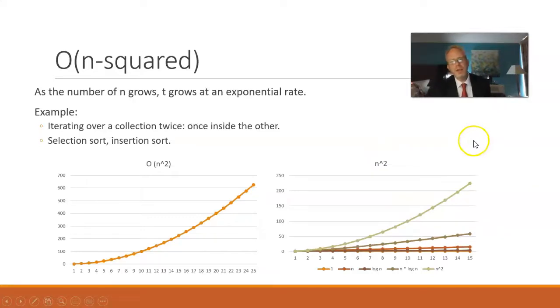Okay, O(n²). So this is truly exponential. And once again, the graph is a bit skewed, but you know what an exponential curve looks like. This is oftentimes what we'll see when we have a loop within a loop over the same collection. In other words, we have an outer loop that's shaking hands with each item in the collection, and then an inner loop that's shaking hands with each item in the collection. Oftentimes the same collection. That will give us O(n²).